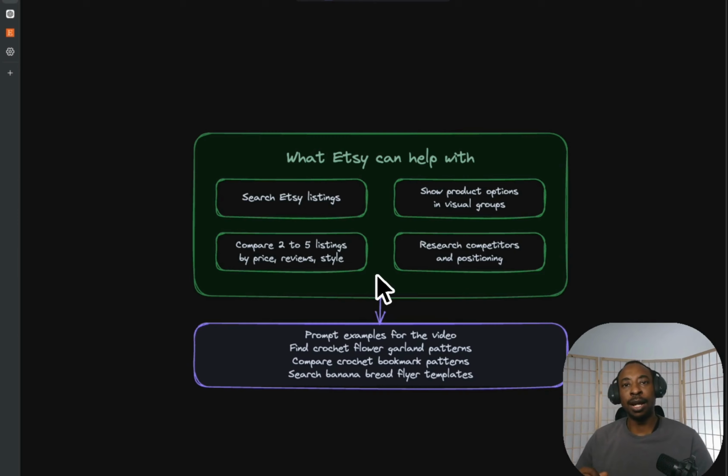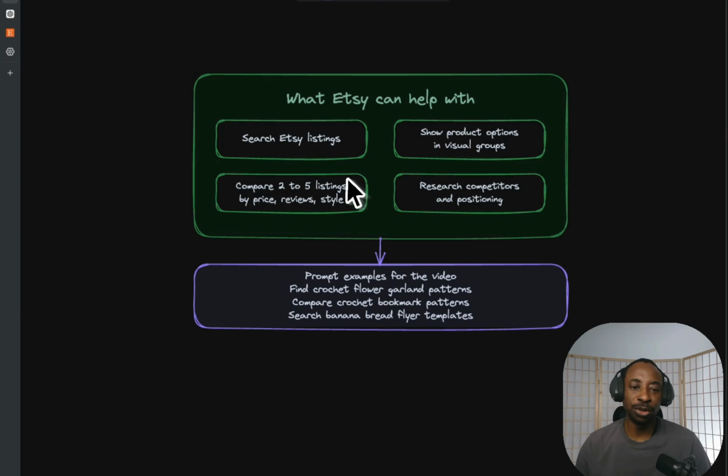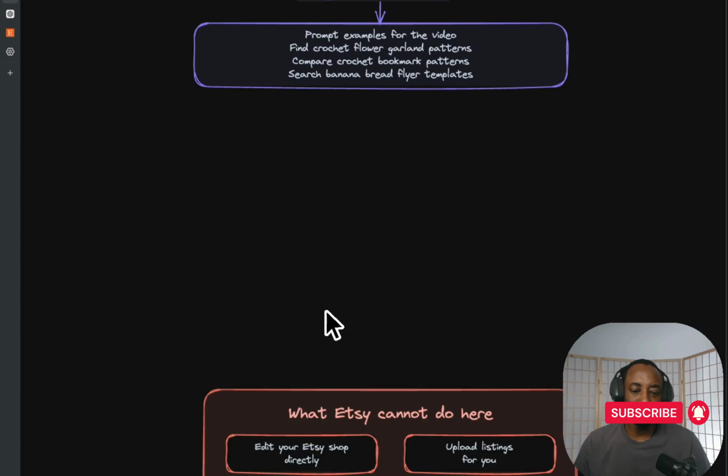I've shown you how to connect your ChatGPT account to your Etsy, and I've also shown you how to use it as a personal assistant for research on your Etsy store. Now, in summary of everything we've done so far, what can this Etsy plugin help you to do and achieve? First of all, it can help you to search Etsy listings, show product options and visual groups, compare listings, research competitors and your positioning, and find different product ideas for your store.